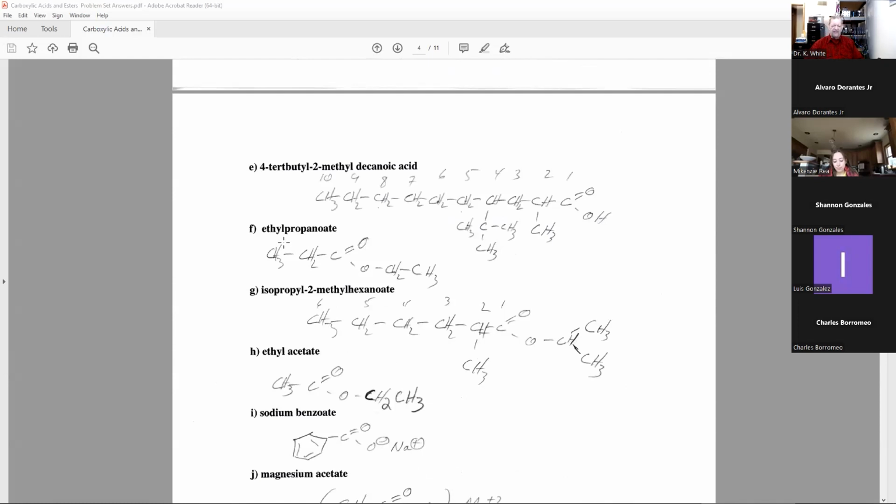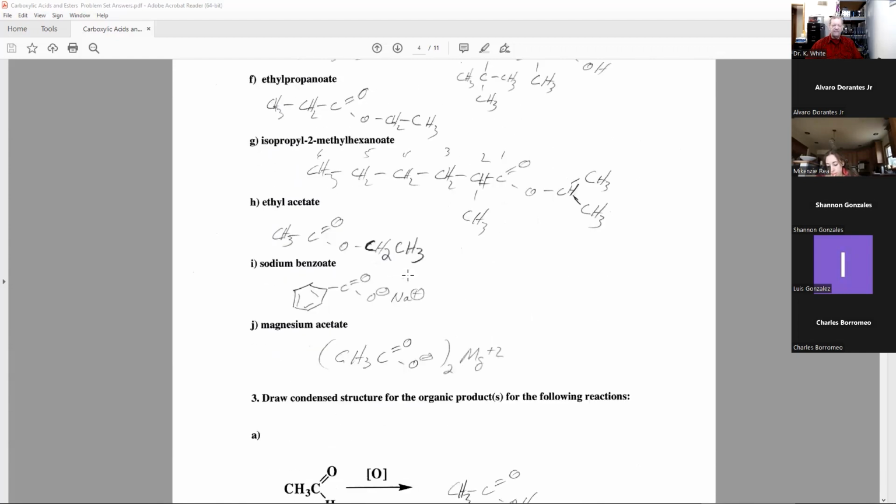Let's look at F. How do you know what to draw? Start from the right, move left. OATE ending tells you it's either an ester or a carboxylate anion. How do you know which? You look in the front, you see an alkyl name, ethyl, it's an ester. If you see an element name, it's a carboxylate anion. So if this were an E, propane, the carbonyl carbon, the R prime and R in the ester, 3 carbons. The R prime on the oxygen, 2 carbons, ethyl.